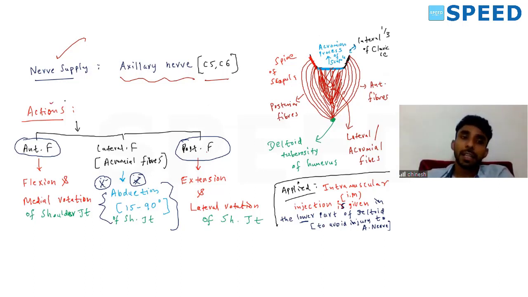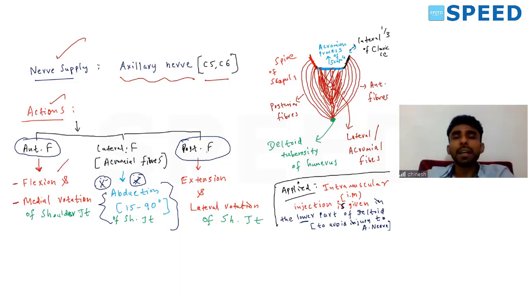We have discussed the origin, insertion and nerve supply of deltoid. Now coming to the actions of deltoid. You know the three sets of fibers of deltoid: anterior, middle or lateral or acromial, and posterior fibers. The anterior fibers of deltoid will cause flexion and medial rotation of shoulder joint. Anterior fibers, so the forward movement of shoulder joint called flexion, and medial rotation of shoulder joint.